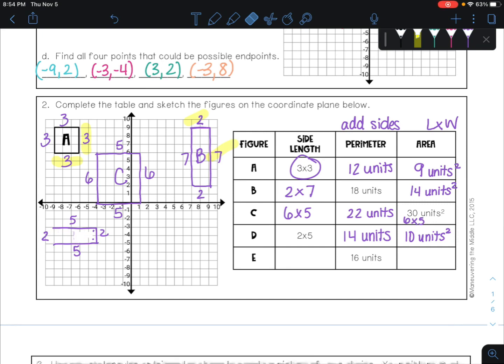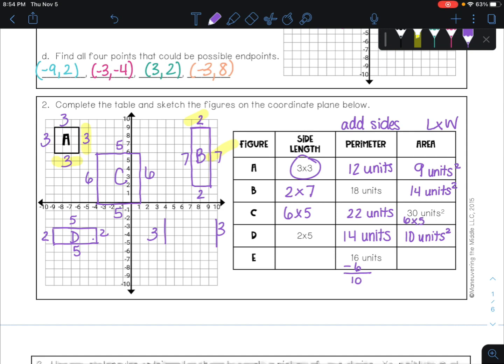Okay, and our last shape asks us to have a perimeter of 16. So I'm just going to pick a number to start. How about the number 3? So if I make a shape that is 3 tall, that means I've got 2 sides that are worth 3, which is going to be a total of 6. And I still need to find 10 more.